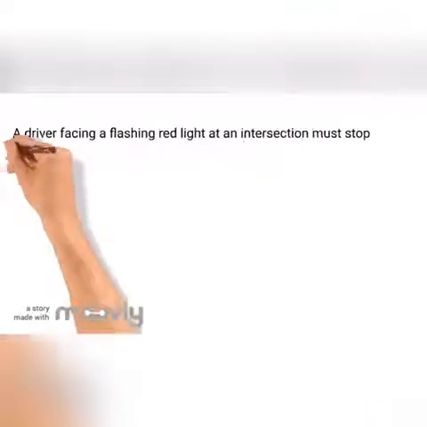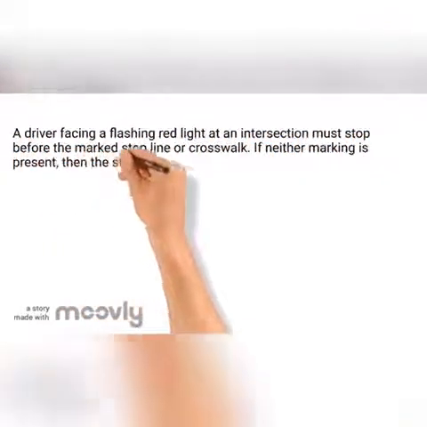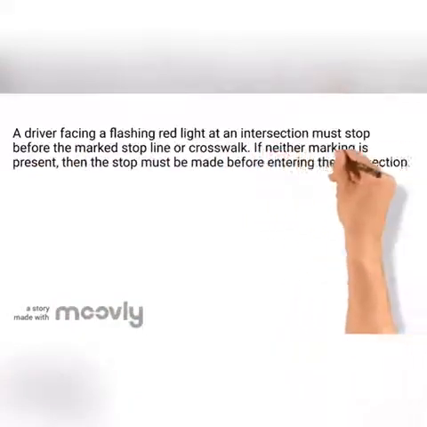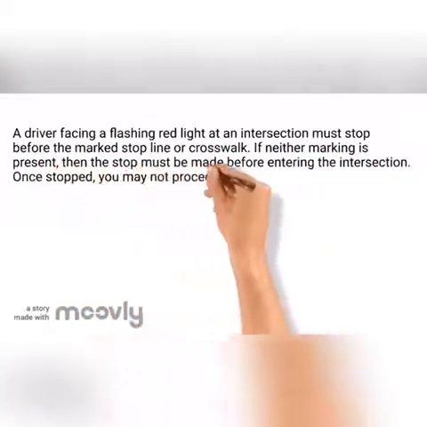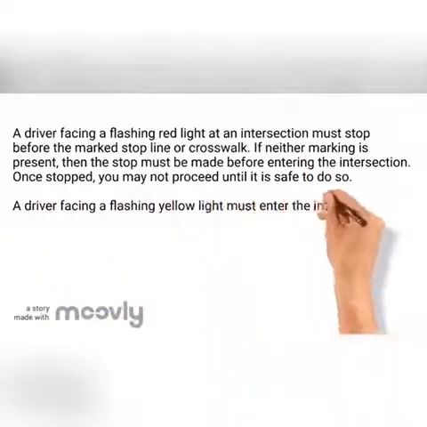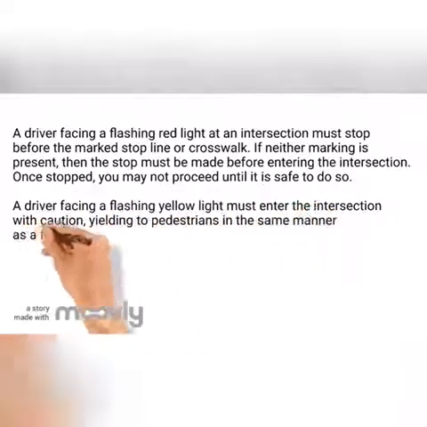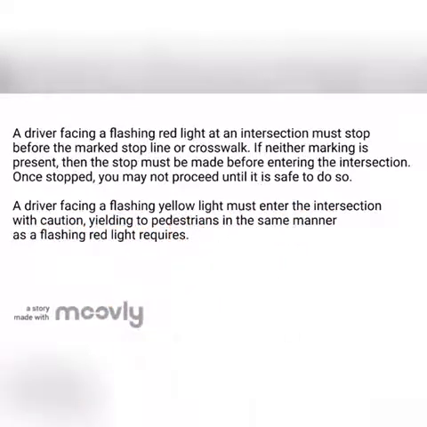This means that a driver facing a flashing red light at an intersection must stop before the marked stop line or crosswalk. If neither marking is present, then the stop must be made before entering the intersection. Once stopped, you may not proceed until it is safe to do so. A driver facing a flashing yellow light may enter the intersection with caution, yielding to pedestrians in the same manner as a flashing red light requires.